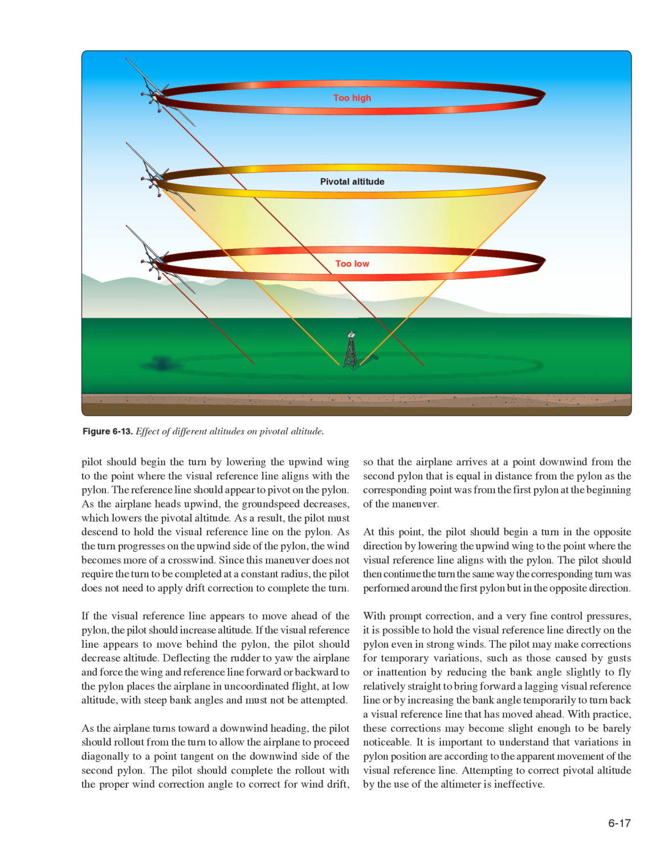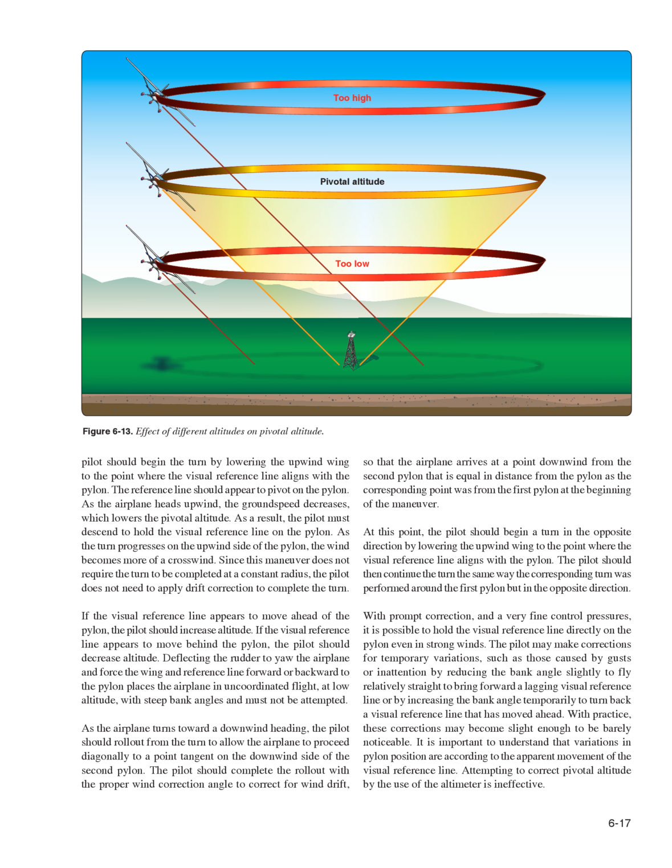The pilot should complete the rollout with the proper wind correction angle to correct for wind drift, so that the airplane arrives at a point downwind from the second pylon that is equal in distance from the pylon as the corresponding point was from the first pylon at the beginning of the maneuver. At this point, the pilot should begin a turn in the opposite direction by lowering the upwind wing to the point where the visual reference line aligns with the pylon.